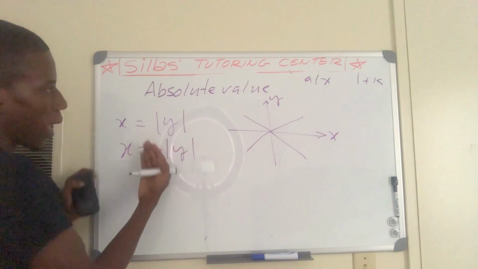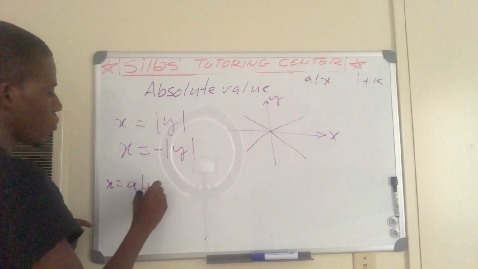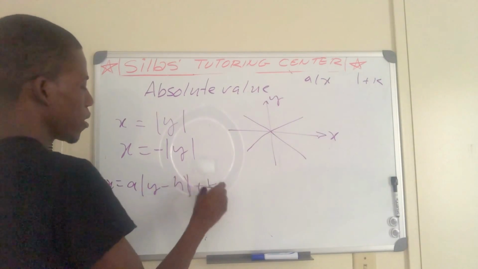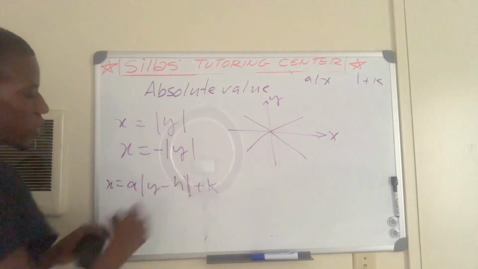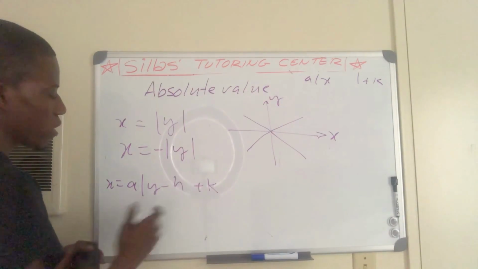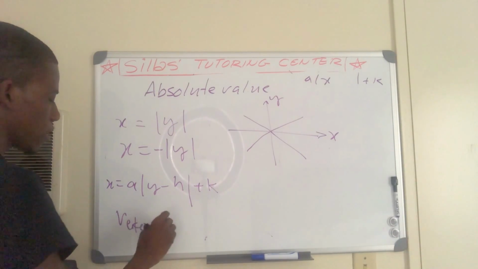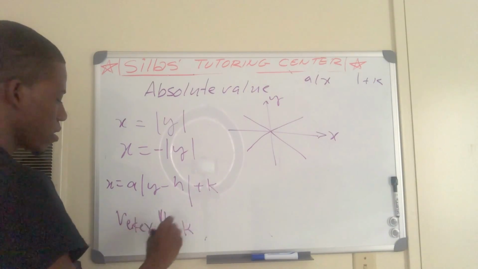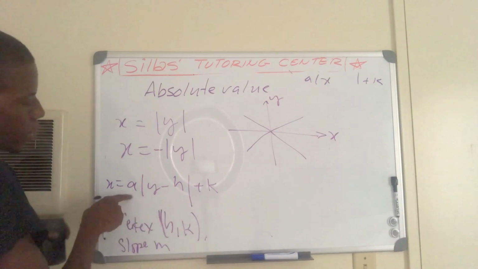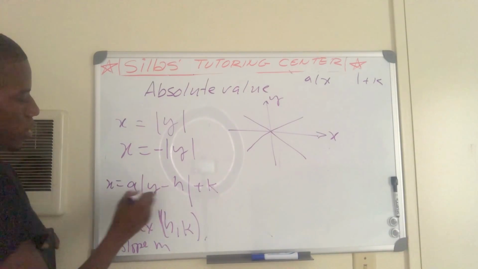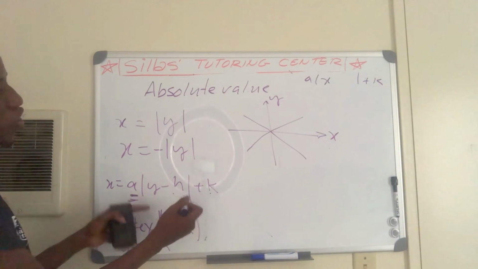So adding an (h, k), like x equals a times the absolute value of y minus h, plus k, is the same situation as when x was the variable and y was the function of x. It's the same thing. We're going to have the vertex (h, k), and we have the slope m. My slope is going to be right here, and my vertex is going to be (h, k). So (h, k) just represents a shift of the function.